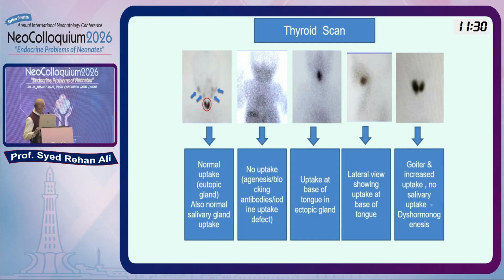This is the thyroid gland. The first picture shows a normal uptake in the eutopic gland in situ with a normal salivary gland uptake. In the second picture, there is no uptake at all, which shows agenesis or blocking antibodies. The third picture shows the uptake at the base of the tongue. And the fourth picture is a lateral view for the uptake at the base of the tongue for localization. And the last picture is with an increased uptake, which is usually seen in goiter. And when we see that, there would be no salivary gland uptake in these situations, in dyshormonogenesis.